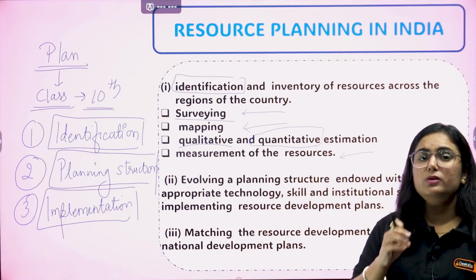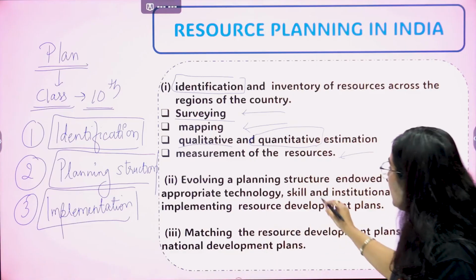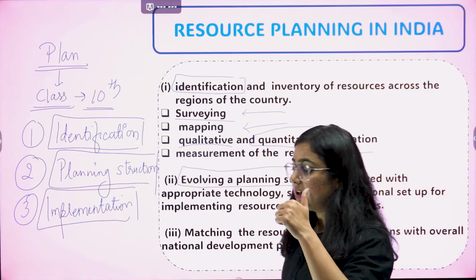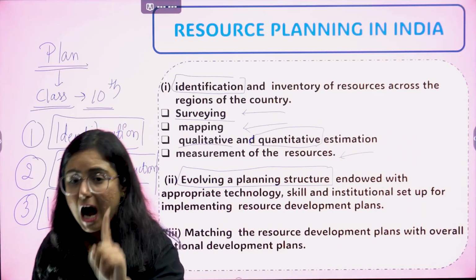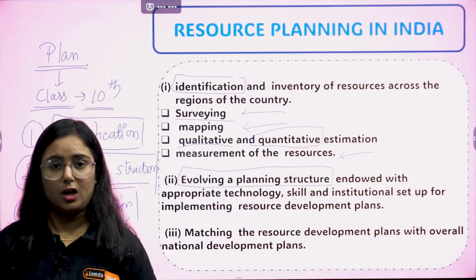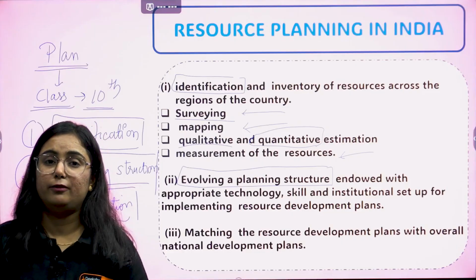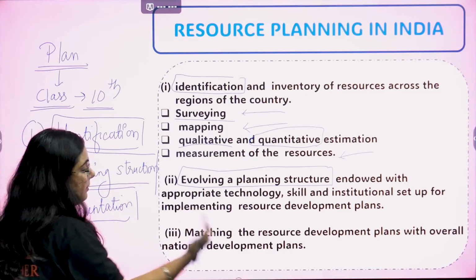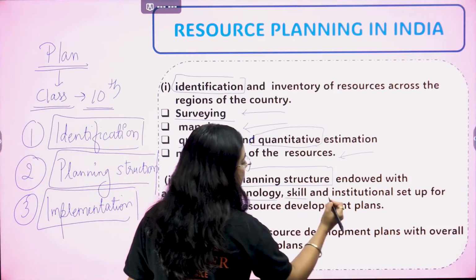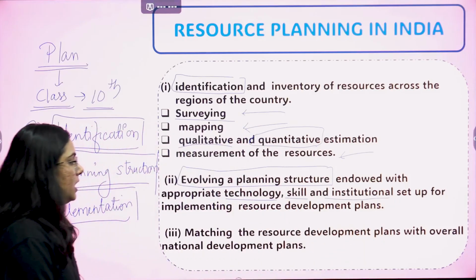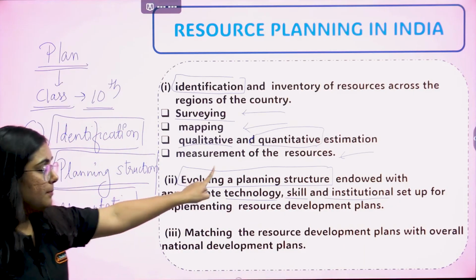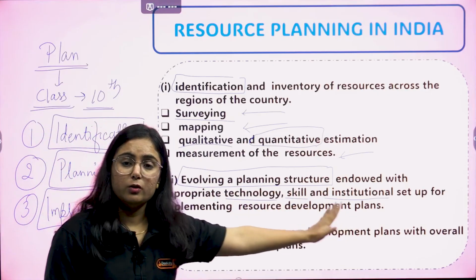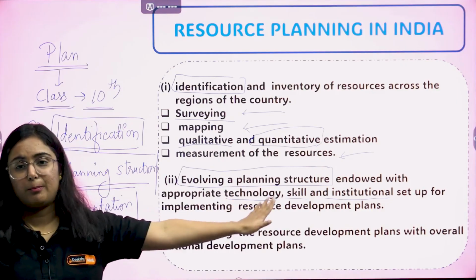The first and foremost step is identification. Then after identification, you will be making a planning structure. Okay, planning structure will be on the basis of how much technology your country has, how much institutions are developed in your country. Your development plans will only be implemented with the help of technology, skills and institutional setup. Read the statement: evolving a planning structure endowed with appropriate technology, skill, institutional setup for implementing research development plans.